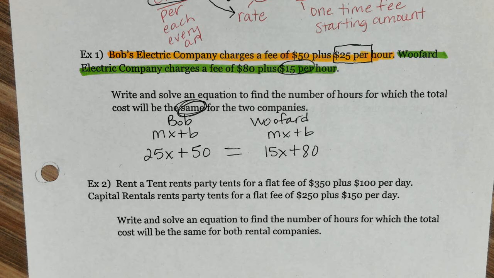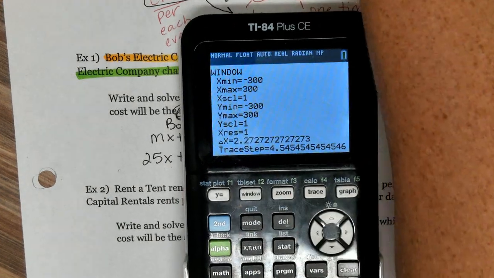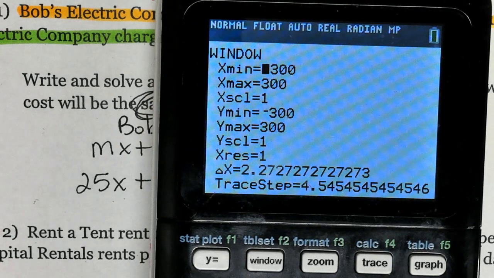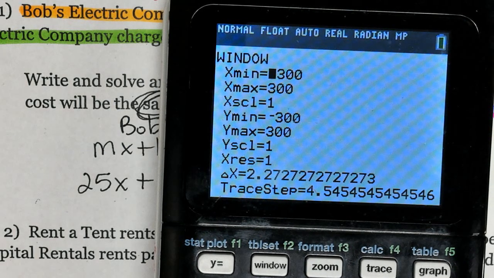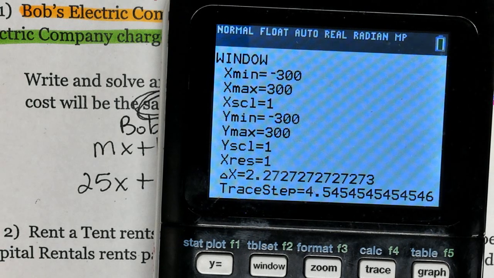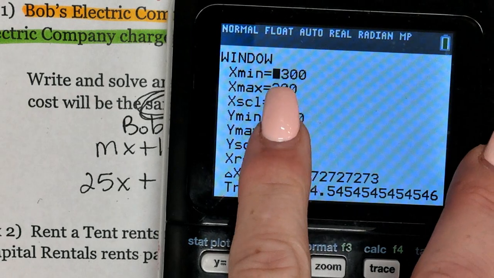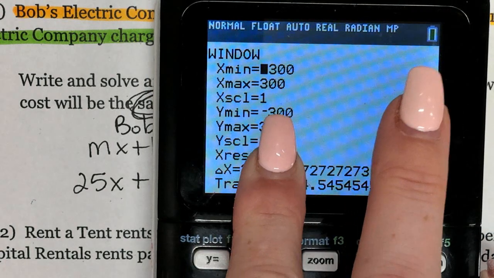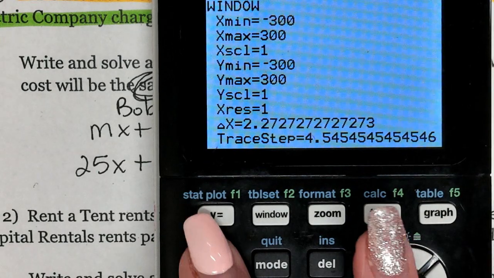All right, first of all, go check your windows. Make sure they're set from negative 300 to positive 300. Mine's on the screen. Do it quickly. Some of y'all should already still be set, unless you reset your calculator. If it's set, then go ahead and get out of that screen by hitting second mode. So you're setting your X minimum to negative 300, your maximum to 300, your Y minimum to negative 300, and your Y maximum to positive 300. Yes? Hit second mode to quit.